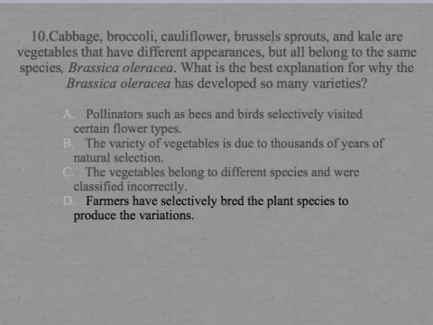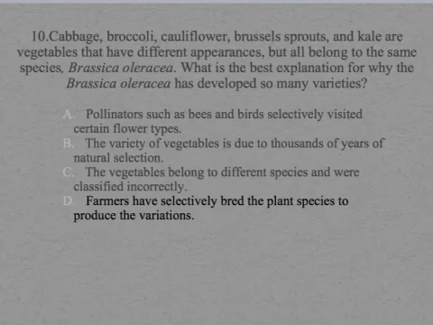What is the best explanation for why the Brassica oleracea have developed so many varieties? A, pollinators such as bees and birds selectively visited certain flower types. B, the variety of vegetables is due to thousands of years of natural selection. C, the vegetables belong to different species and were classified incorrectly. D, farmers have selectively bred the plant species to produce the variations. Well, that would make more sense because we eat all these things, guys, right? So it would make sense that farmers would selectively breed so that we could get this variation.